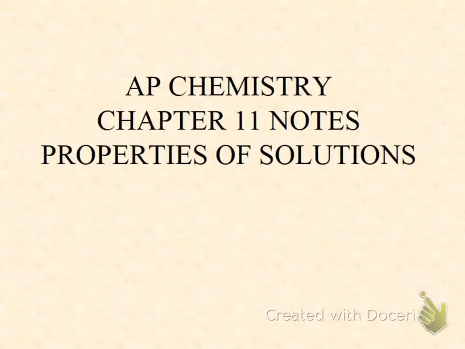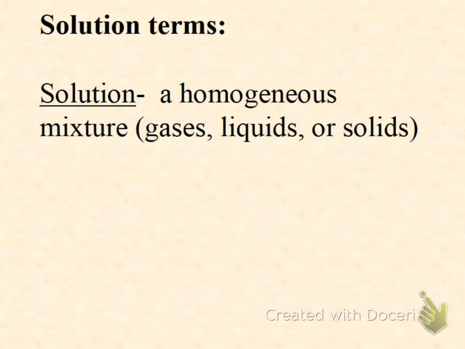So, solutions, chapter 11, let's get going. Solutions, okay, first of all, we got to learn our terms. First of all, of course, if you remember, a solution is a homogeneous mixture. We can have all types of solutions. We can have gases and gases, liquid and gases, solids and liquids, all kinds of things. So we have a homogeneous mixture, meaning they are not chemically combined, meaning I can physically separate them.